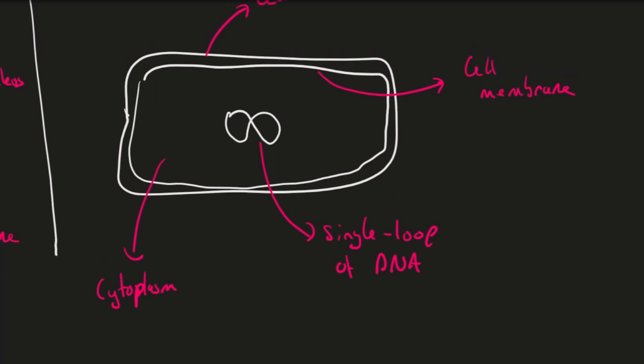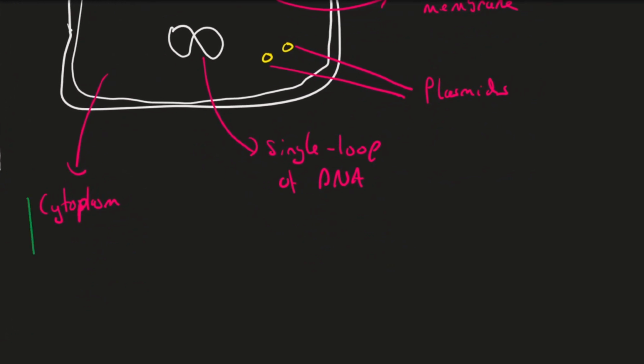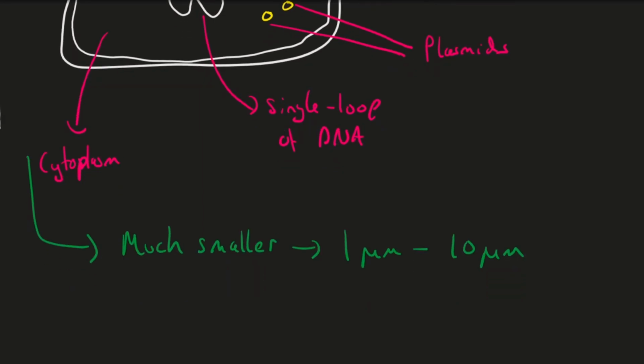You do have this single loop of DNA, but you might also have smaller rings of DNA hanging around, and these are what we call plasmids. Only prokaryotic cells have these plasmids. And one other thing we need to know about prokaryotic cells is that they're much smaller than their eukaryotic counterparts. We can say a prokaryotic cell is approximately 1 micrometer to 10 micrometers long. And we should know that a micrometer is 1 times 10 to the minus 6 meters.